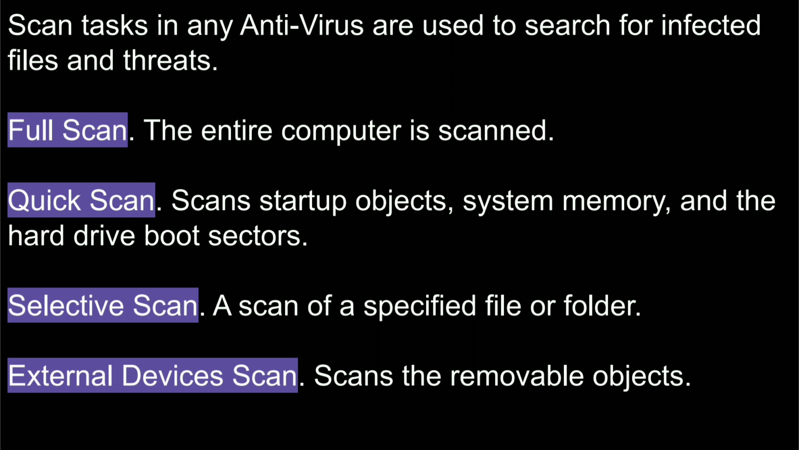The scanning is the main process for the antivirus. The scanning is searching for infected files and threats. It can be done in 4 ways: full scan, quick scan, selective scan, external devices scan. Full scan means the entire computer files will be scanned. Quick scan, it will take only few time. It will do scanning in the system memory, hard drive, boot sectors, etc. Selective scan means specified file will be scanned. External devices scan means it will scan the removable objects that are connected to the computer, like a pen drive or CD, like that.